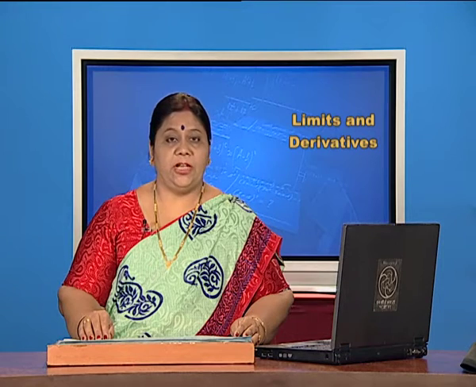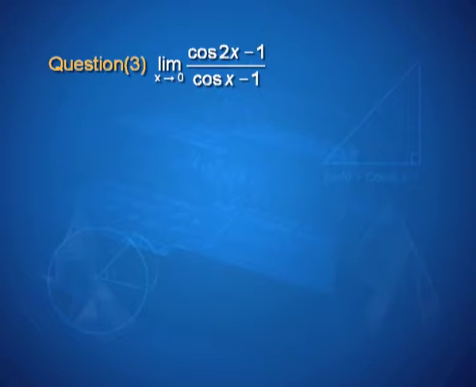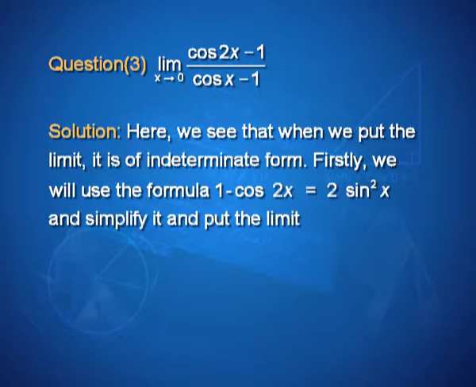Now, question number 3: limit of (cos 2x − 1) upon (cos x − 1) as x tends to 0 can be solved here. We see that when we put the limit, it is of indeterminate form. Firstly, we will use the formula 1 − cos 2x is equal to 2 sin² x and simplify it and then put the limit.